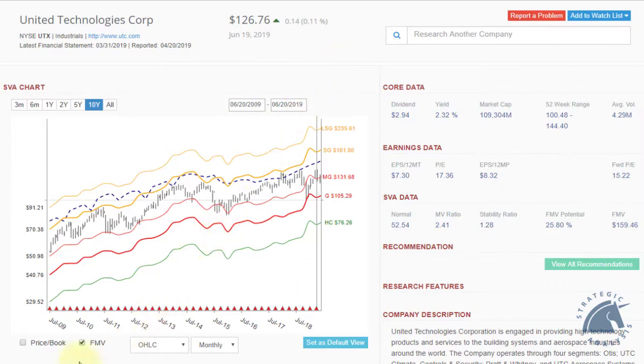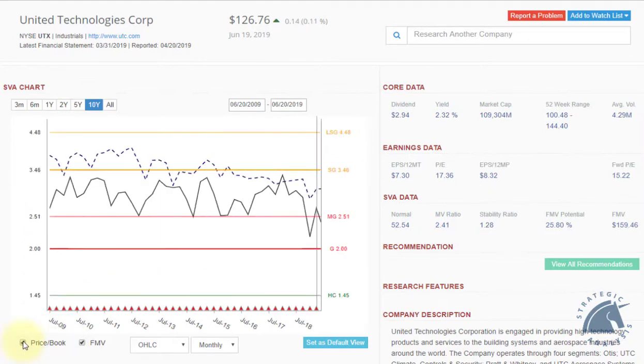Let me click on my price to book box and we'll take another look at it. So here is a stock which has been trading between its mid-growth and its super-growth price for the past 10 years. And that's the way that it should be according to its growth rate.